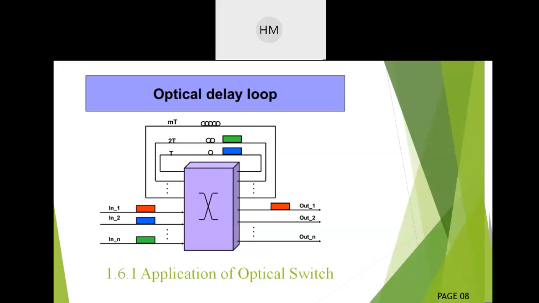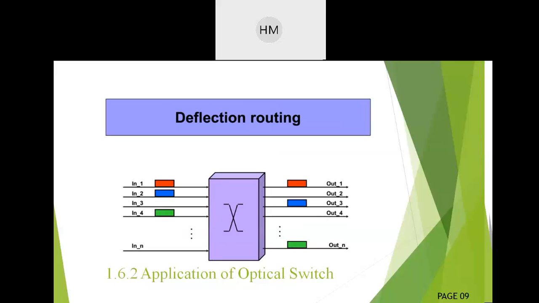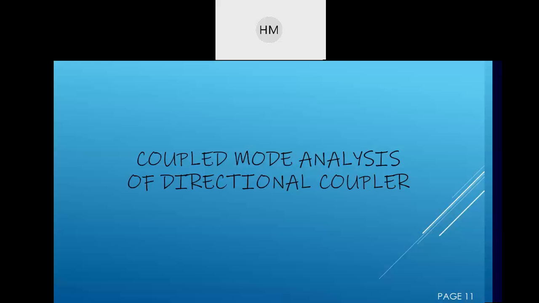These are the applications of optical switch, optical delay loop, deflection, routing. Here we can do routing of the signals. Suppose I transmitted the first wavelength lambda 1 at input 1, I'm receiving at output 1 only. Then I'm transmitting at port 2 a lambda 2 wavelength signal, but I'm receiving that signal at output port 3 because I'm doing routing of these signals. So this is another application of optical switch.